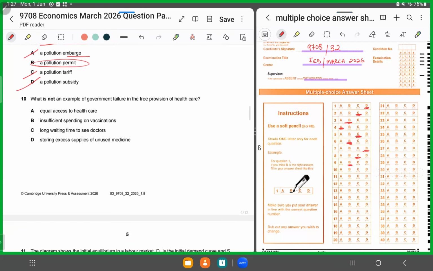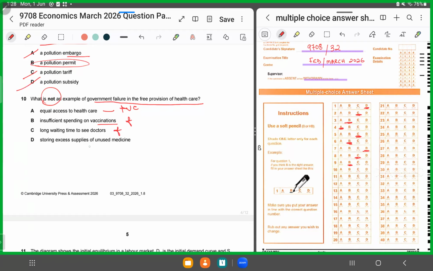Moving forward, MCQ number 10. What is not an example of a government failure in the provision of healthcare? So, that means there's something which the government has not failed as far as healthcare is concerned. Equal access to healthcare, that's a positive sign. Insufficient spending on vaccinations, that's a failure.